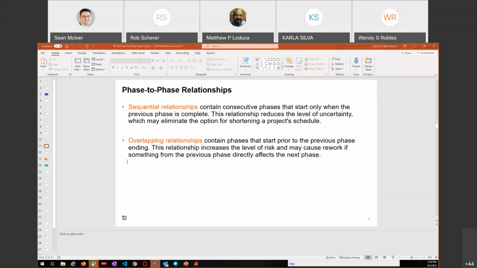So phase-to-phase relationships. Okay, we talked about the sequential relationships and we talked about overlapping briefly. Mostly it's going to be sequential relationships. They're consecutive phases that start only when the previous phase is complete, which we just talked about. I mean, you have that decision gate. This relationship reduces the level of uncertainty, which may eliminate the option for shortening a project schedule.